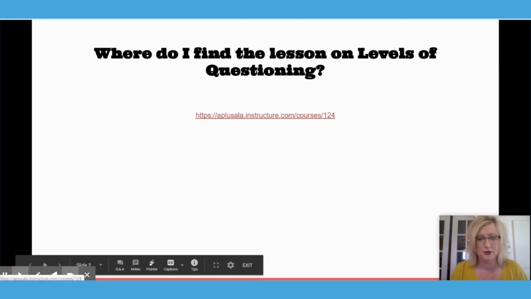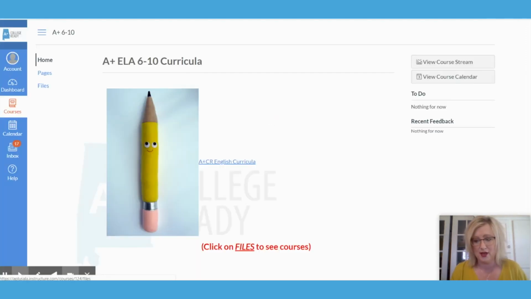So let's quickly look through. As we have signed into Canvas, you notice you have your cute little pencil, but we want to click on Files, just like this nice red note tells us to do. Don't click on the blue. Just click on the Files.